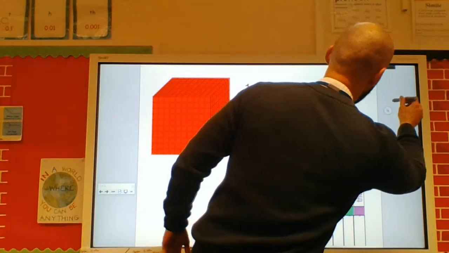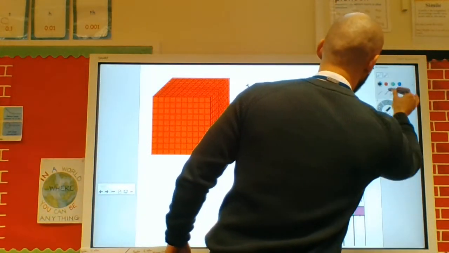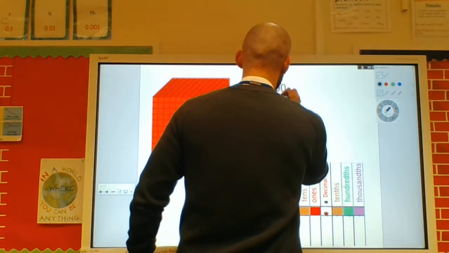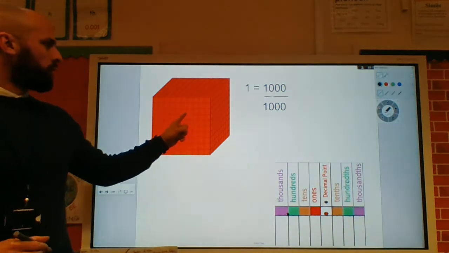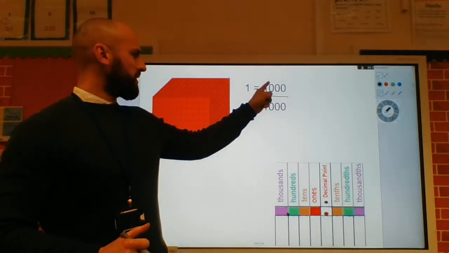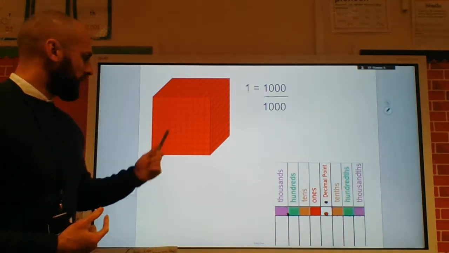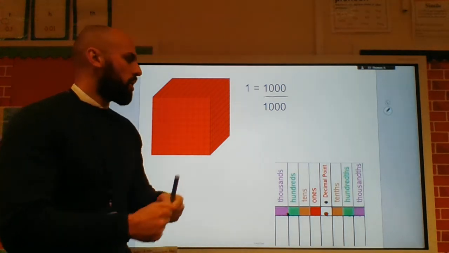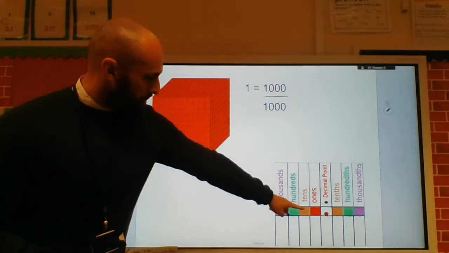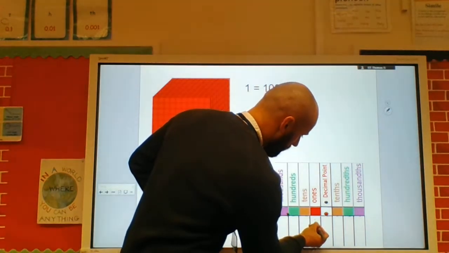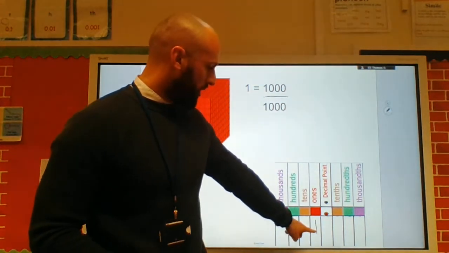So, here on the board, that cube there represents one whole. Okay? So that's one whole there. And that one whole is made up of 1,000 thousandths. Okay, so there's 1,000 parts to it, and I've got 1,000. That's why I've got one whole. So on my place value square here, I just write 1 there.